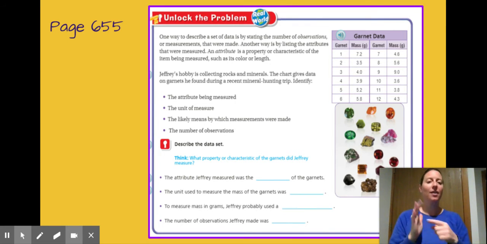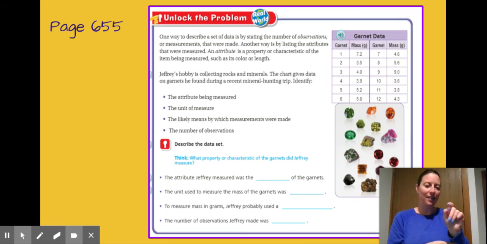For example, Jeffrey's hobby is collecting rocks and minerals. The chart gives the data on garnets he found during a recent mineral hunting trip. And they're basically just different colored rocks. So, when looking at the chart and the picture, what attribute, what characteristic is being measured? What's the unit of measure? What is the means by which you think he measured? And what's the number of observations? So describe the data set.